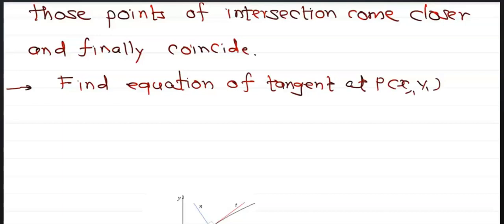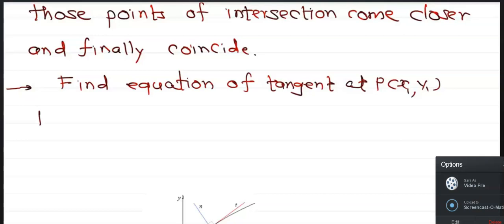Find the equation of the tangent at P(x1, y1). Now we will find out the equation of the tangent. For the circle also, we found the equation of the tangent, the condition for tangency, and tangents from an exterior point of the circle.